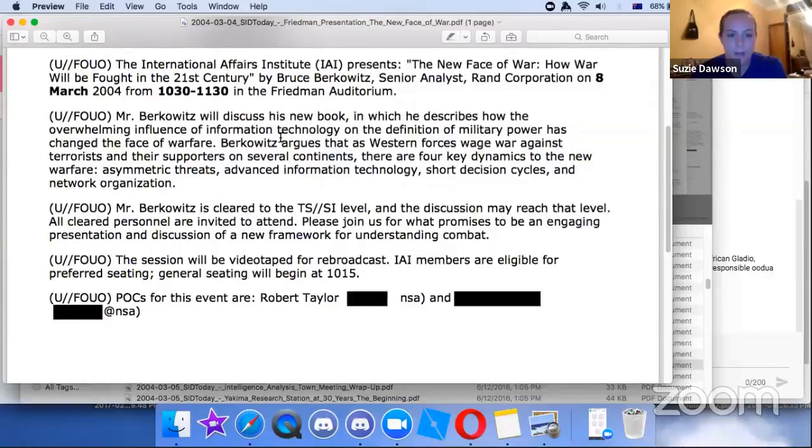Okay, so the lecturer Berkowitz says that there are 4 key dynamics to new warfare: asymmetric threats, which is an often abused term that can mean a variety of things, advanced information technology, short decision cycles, and network organization.